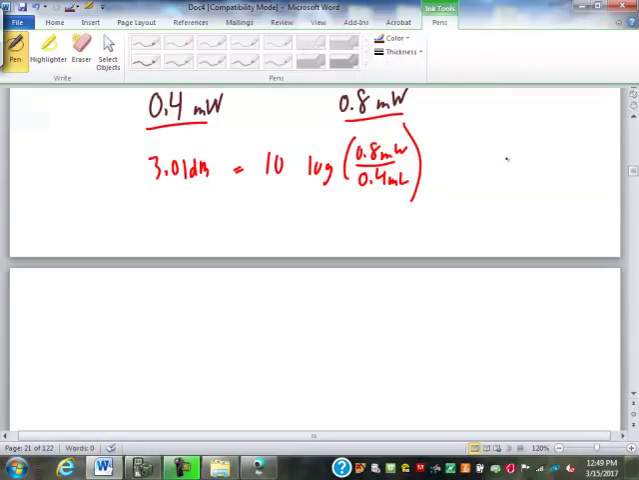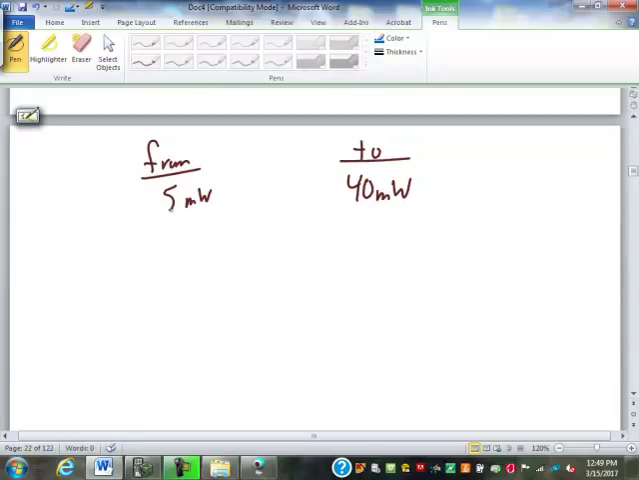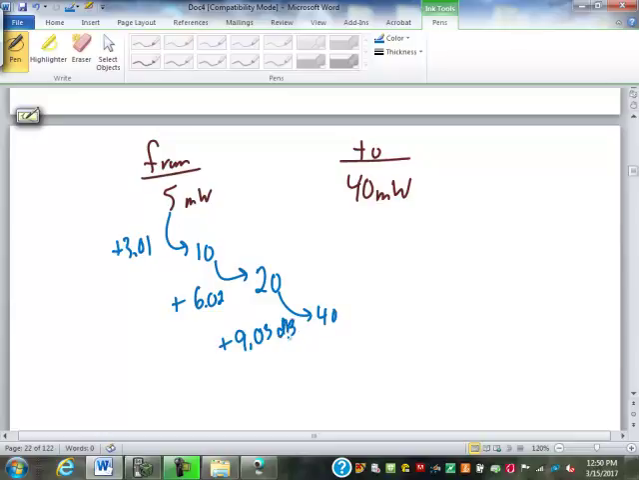In fact, we can look at that. Let's say we go from 5 milliwatts to 40 milliwatts. Ten would be doubling once, that's plus 3.01 or 3. 20 would be doubling again, so that's another 3, so that's 6.02 or just 6. 40 is doubling again, so that's just 9.03 or plus 9 dB. So from 5 to 40 is just 9 dB.